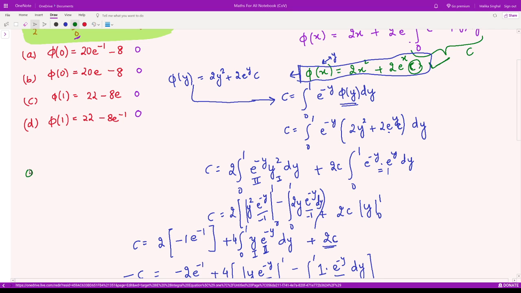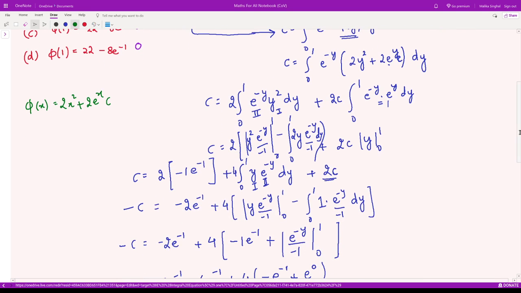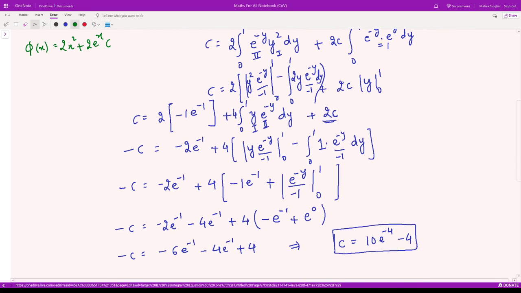Our phi was 2x square plus 2 e to the power x into c. And what is the value of c? It is equal to 2x square plus 2 e to the power x, and c is 10 e to the power minus 1 minus 4, right? So let us solve this.